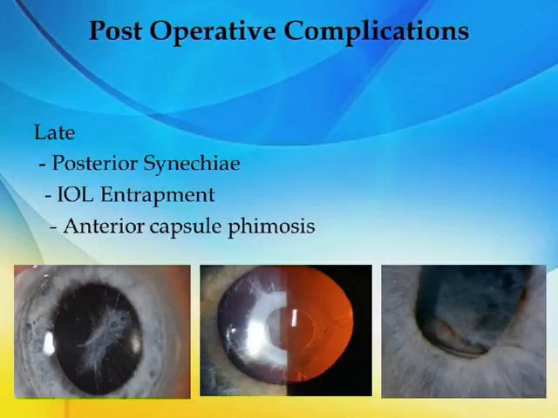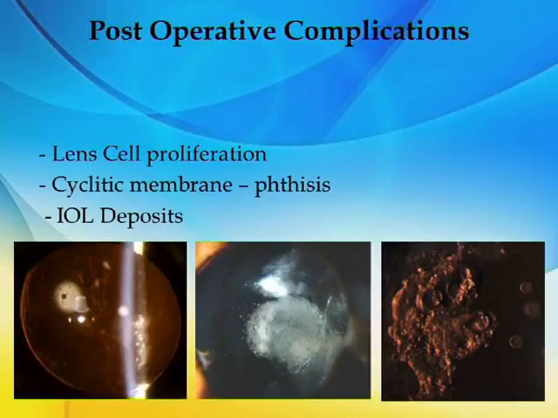The late postoperative complications may be posterior synechiae, IOL entrapment, and anterior capsule phimosis. They may go in for lens cell proliferation, cyclitic membrane leading to phthisis, and IOL deposits.